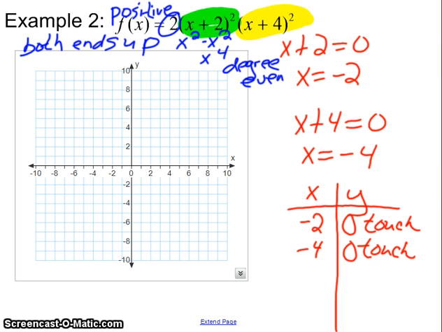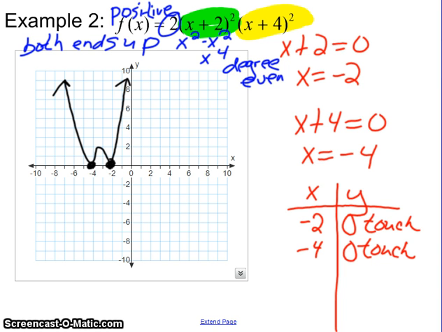All right, I'm going to get ready to graph this now. I've got a point at (-2, 0). I've got a point at (-4, 0). It's only touching the x-axis at those 2 points. So what am I going to do? I'm going to come from positive infinity, touch, up, touch, back up. Rough sketch. The important points here are covered.